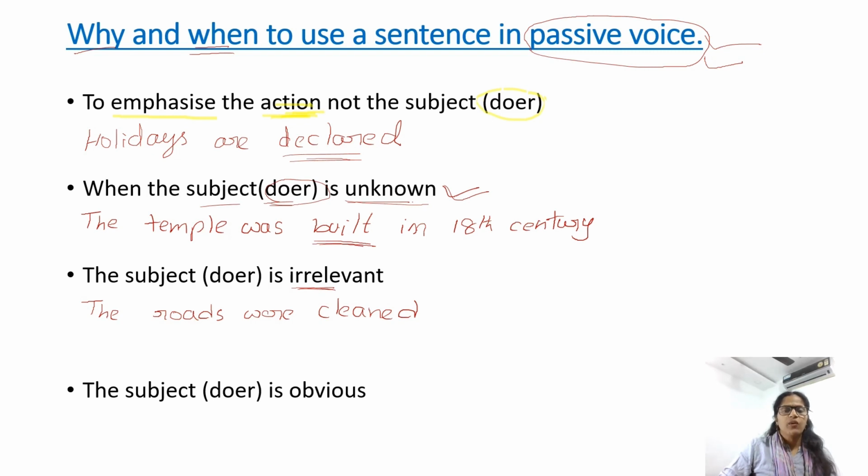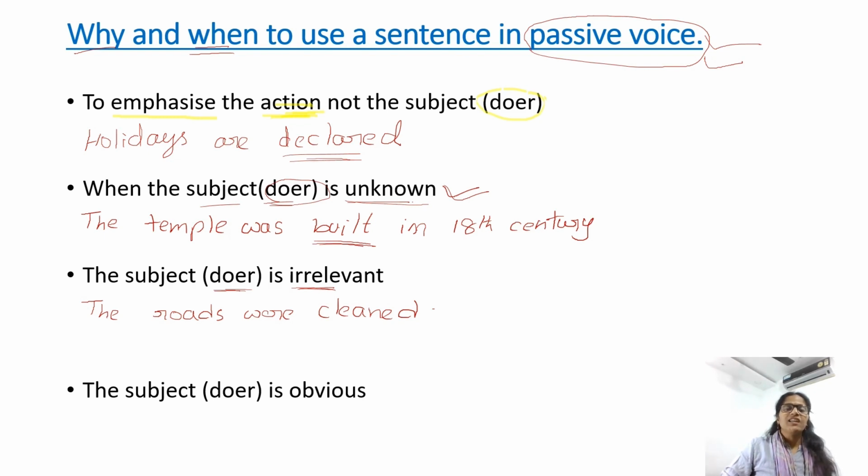Right? What is important here? The roads were cleaned. That is the only thing important. Who did it, the doer or the subject, is not important. It is not relevant. In such cases, we have to use the passive form.